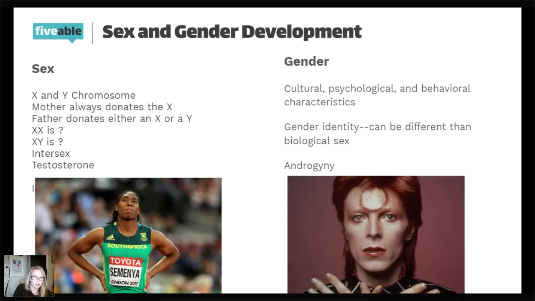So gender, as opposed to sex, again, is how we show cultural, psychological, and behavioral characteristics. Gender identity can be different, as we all know, than biological sex. People who are androgynous may show both genders. And there's my favorite androgynous person, David Bowie.